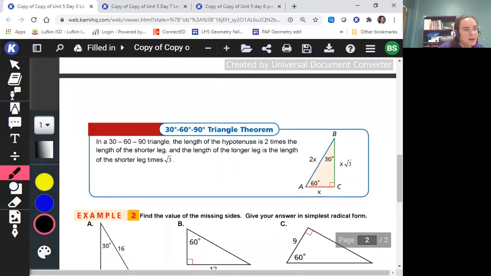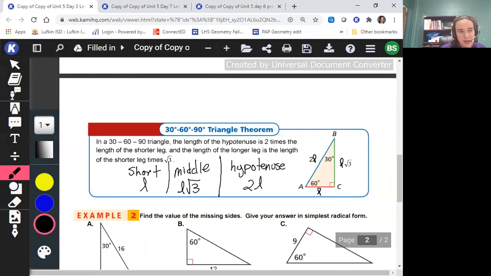So on these, I'm going to change the x's to L's so you don't get it confused between the 45, 45, 90 and the 30, 60, 90. So on the 30, 60, 90, your shortest side is L. Your middle length side is L times the square root of 3. And your longest side, your hypotenuse, is 2L. Remember, your hypotenuse is always across from your right angle.